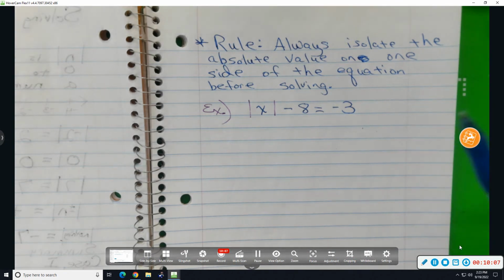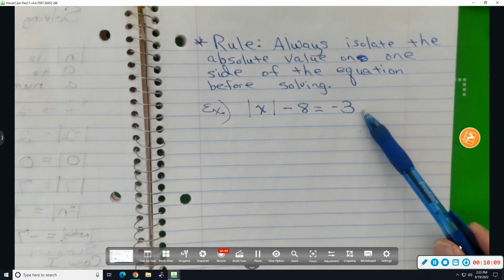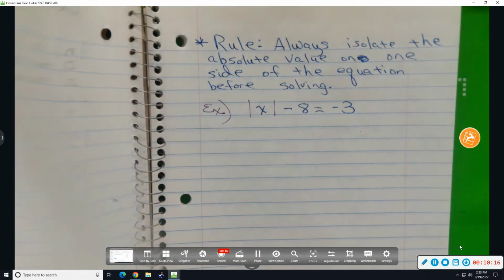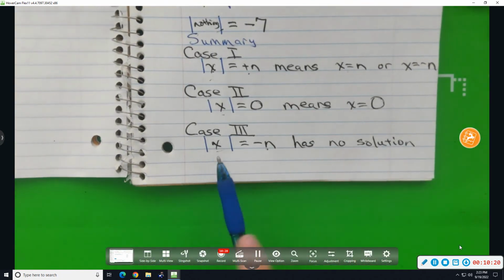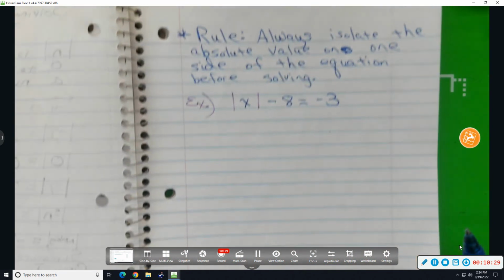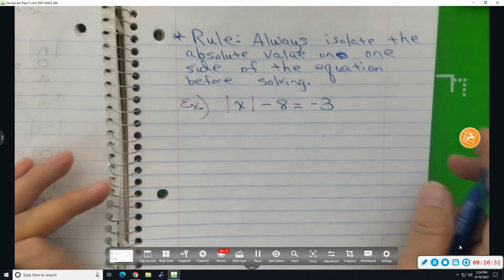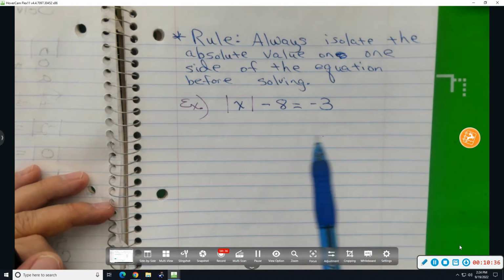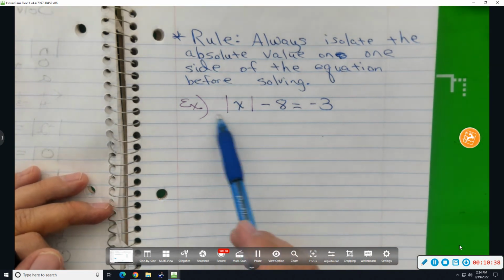Some people look at this and see, oh, there's a negative on the other side, which means no solution. That's not what I said. Remember, what I said was, if the absolute value is isolated by itself on one side, and you have a negative on the other, then there's no solution. But that's not what we have here. With our little rule, always, always, always isolate the absolute value on one side of the equation before solving. We need to get this absolute value by itself.